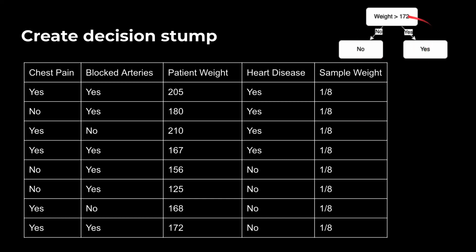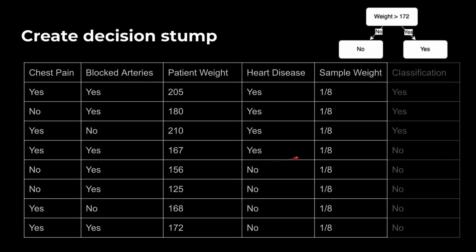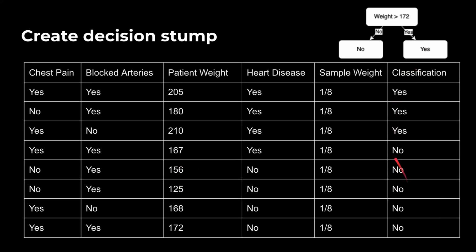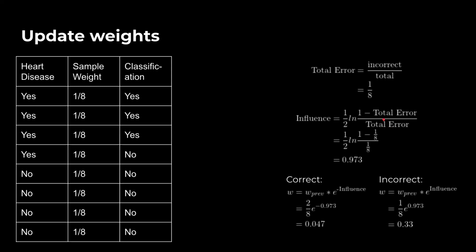So in this case, let's say we have this decision stump where we just say if the weight is greater than 172, then we produce yes, otherwise we produce no, right? And so based off of these patient weights, we get the new classifications, right? And we can see that this is pretty similar to the expected heart disease output, except for this row here. This one was predicted incorrectly. So now that we have this classification, we can compute the errors and influence.